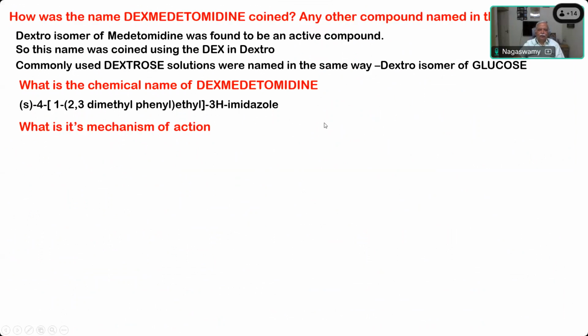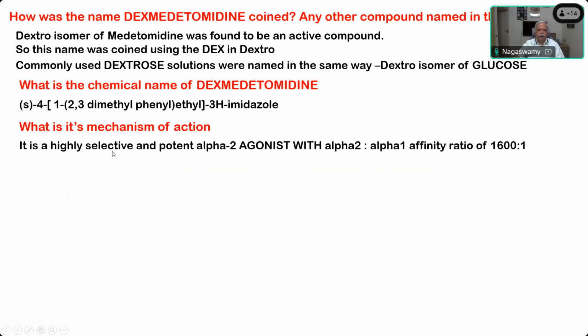What is the mechanism of action of dexmedetomidine? Alpha 2 receptor agonist. Which alpha 2? All alpha 2 or selective? The highly selective potent alpha 2 agonist with an alpha 2 to alpha 1 affinity ratio of 1600 to 1. Okay, so it is a selective potent alpha 2 agonist. Other drugs may also act on the alpha 1 receptor also, but this is a selective alpha 2 agonist.